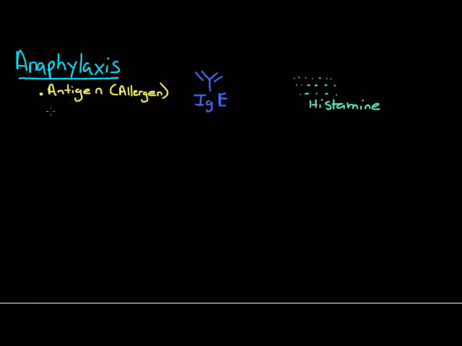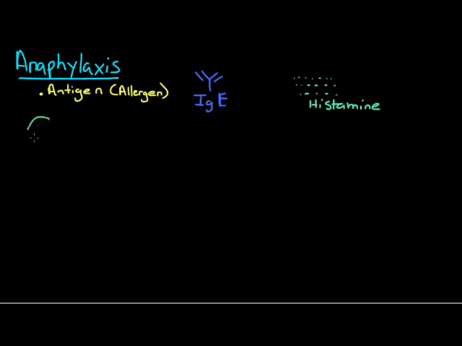So this is what we're going to do. We're going to talk about how an antigen or an allergen causes the immune system to produce IgE antibodies, which are going to be used to trigger an inflammatory response when that allergen comes into the body. Okay, so let's get started.